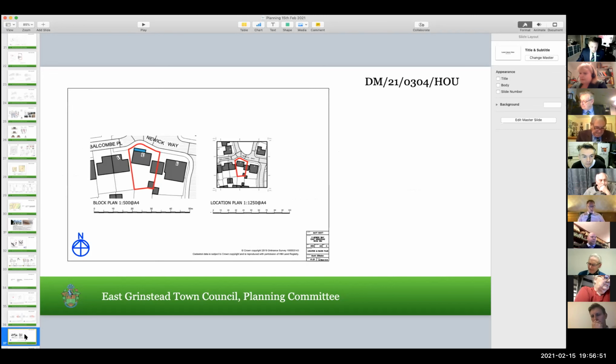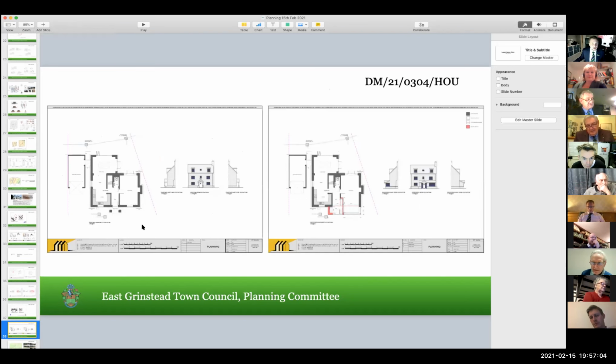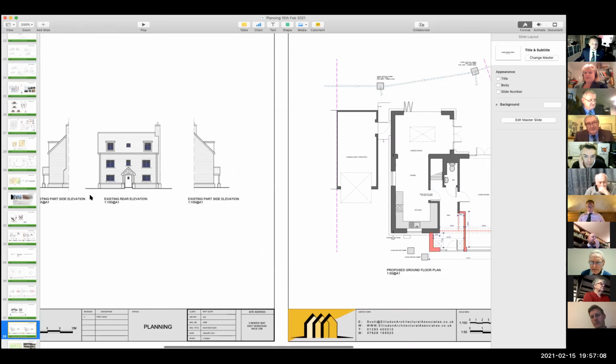Next one is DM 210304. This is 3 Newick Way. This is a single-storey front extension. So this is down on the Oaks. You can quite clearly see where this sits in the front. And this is a very small extension to the porch area.